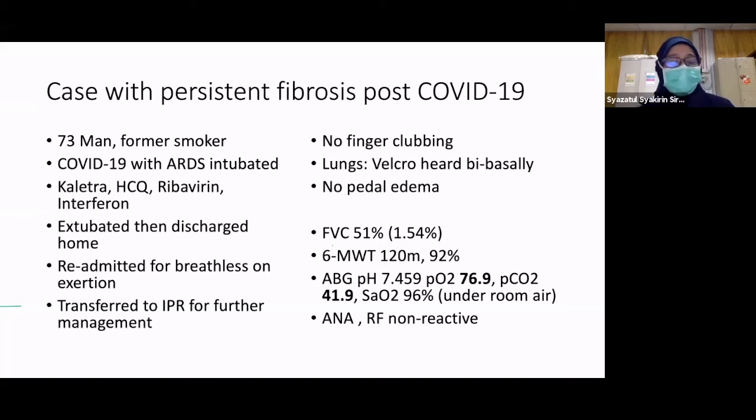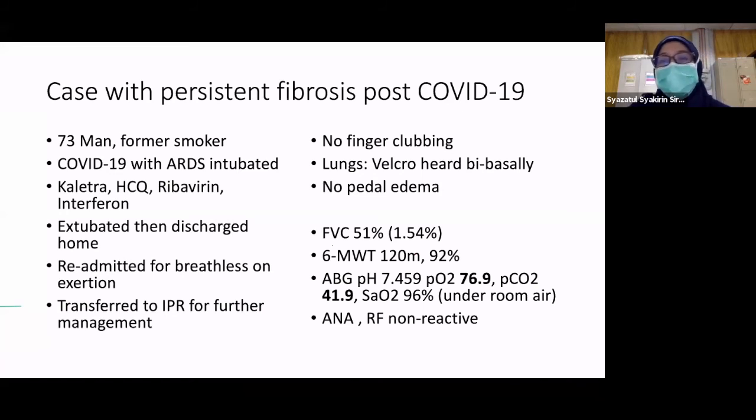Unfortunately, he got category 5 COVID, and the ILD, the fibrosis, has been accelerated by the COVID-19. And this is a case of a man undiagnosed with any form of interstitial lung disease who presented with COVID-19 ARDS and was intubated. Sometime in the middle of last year, he was extubated and went home, and revisited the emergency department because of breathlessness on exertion. He was admitted in Sungai Buloh and referred to respiratory for consultation, and we took over the patient for further management.